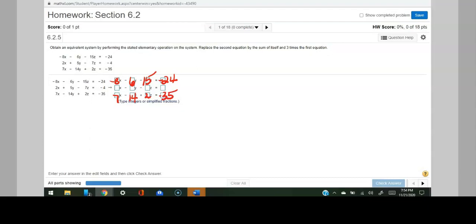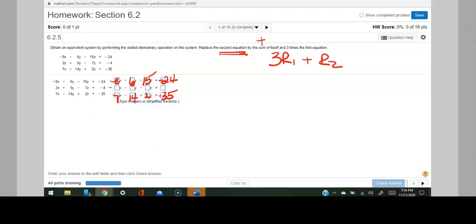What it does say is replace the second equation. So I'm looking for the second equation. And what I want to do is replace it by the sum of itself. So sum is addition. And three times the first equation. So I'm going to take 3 times row 1 and add it to row 2. Okay, so 3 times row 1. So we already know that over here on the left side of the screen, I've already got rows 1 and 3 entered. I just need to change row 2.